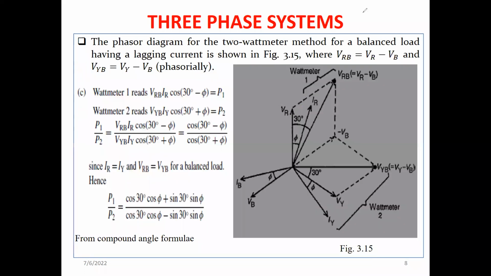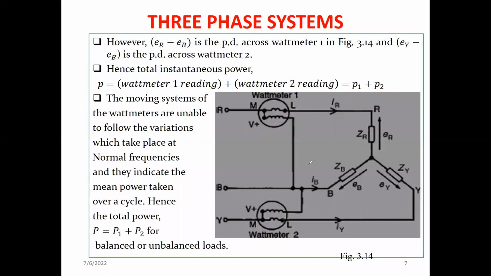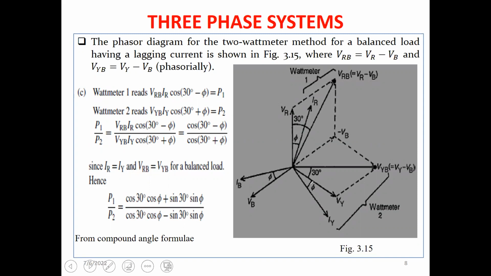Moving on to our next question, it was asking about drawing a phasor diagram. From our figure, we came up with this phasor diagram for the two-wattmeter method for a balanced load, having a lagging current.